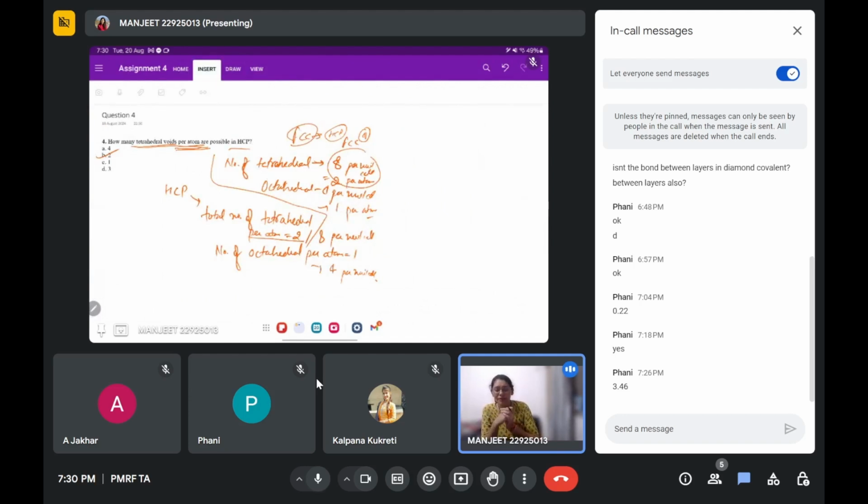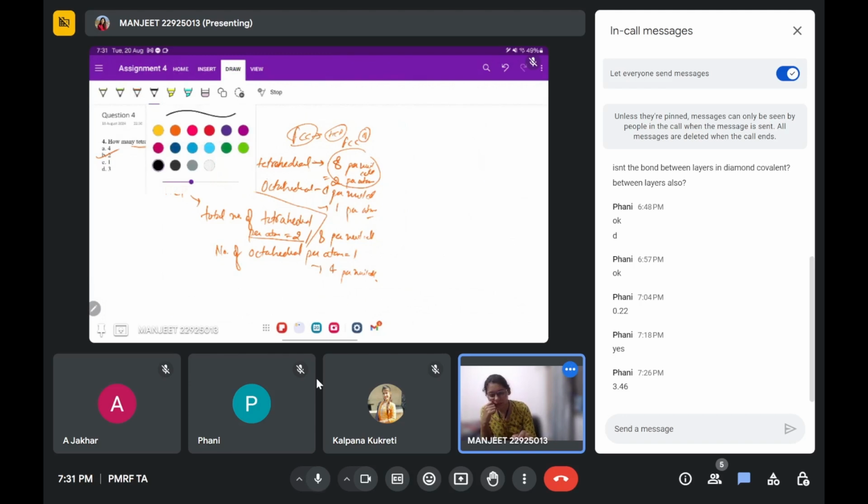So FCC and HCP have the same number of voids. The number of tetrahedral voids is 8 per unit cell, and in FCC we have 4 atoms per unit cell. So this will be 2 per atom. Remember, in the case of the FCC, it will be easier to think, and the same will happen for the HCP one.